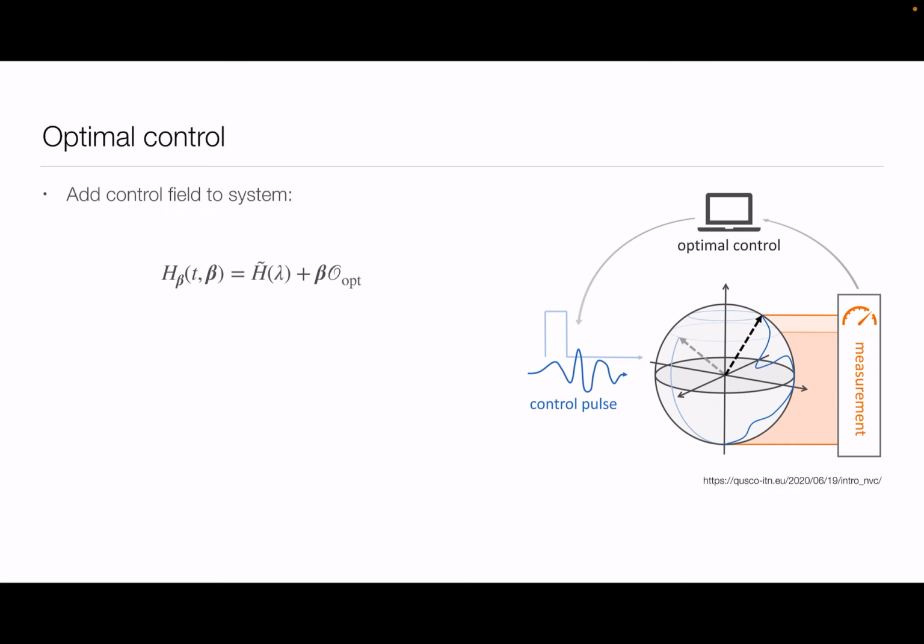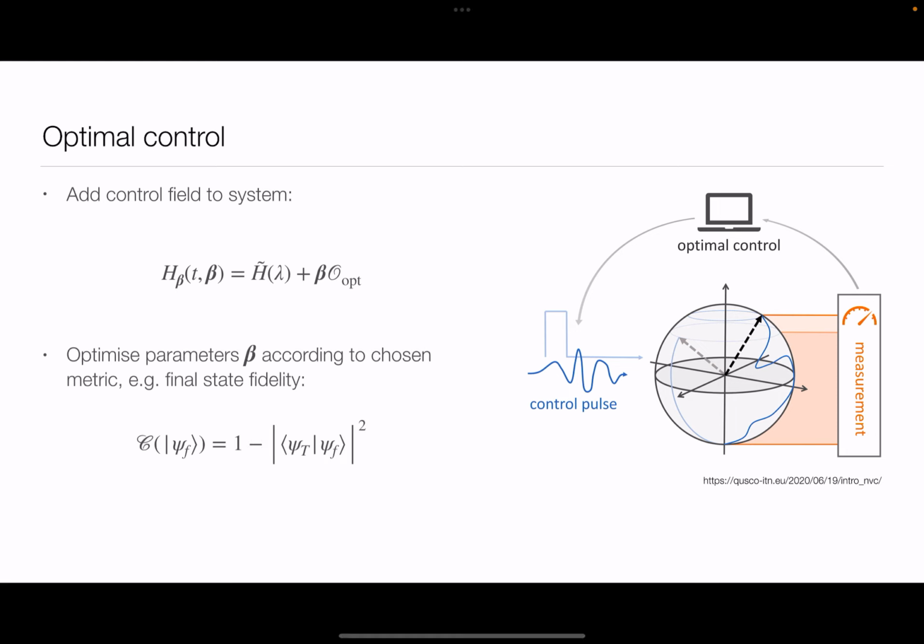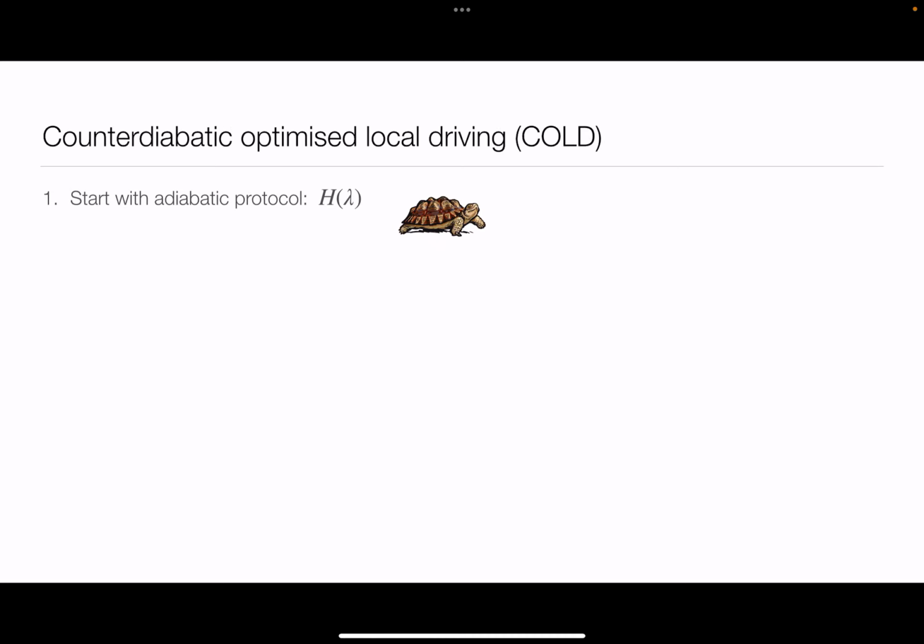Now, the second component of our method is optimal control. This is much simpler to explain. You simply take a system that you're trying to evolve in time and you add some time-dependent control field or some control pulse to the system, and then based on some metrics, be it the expectation value of some observable, or the final fidelity of the state, or the energy of the system, you optimize your parameters beta, which characterize this control field that you've added. So it can be any form of control field, anything that you're comfortable with. In this case, we use the final state fidelity, but obviously you can use others.